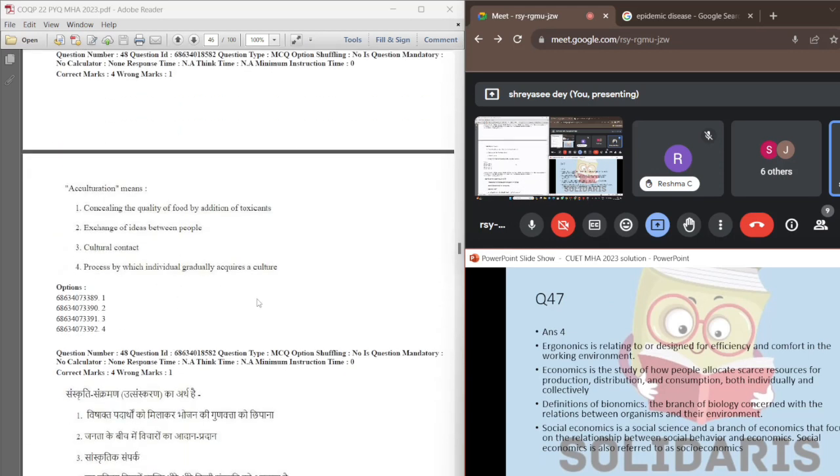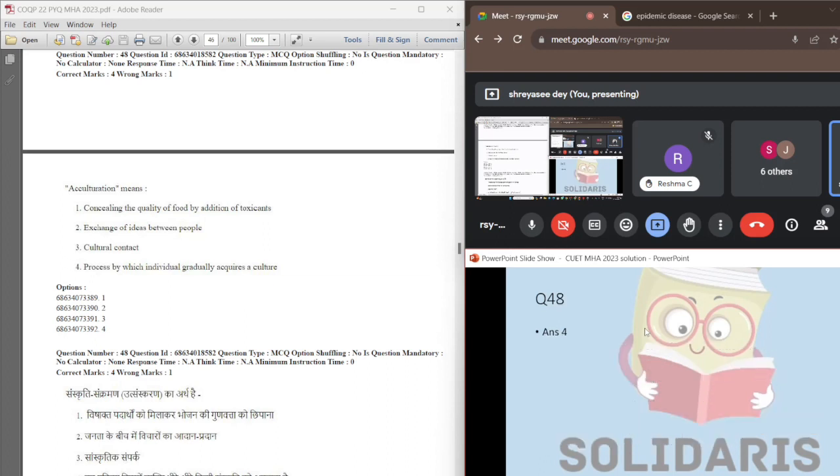Okay. The next is acculturation. Acculturation means the melting of cultures. In small words, we can say it is melting of cultures. So process by which individual gradually acquires a culture. The option number 4.